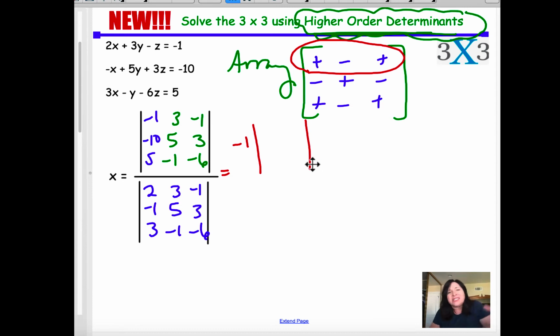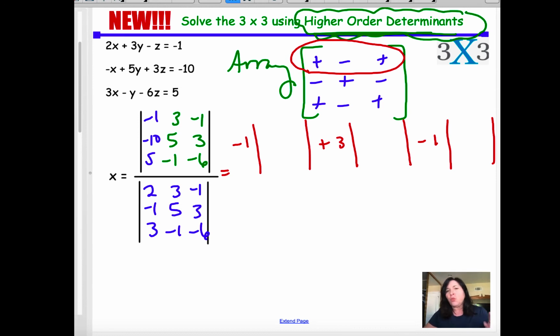times some second order determinant. And then my next value, see that's positive 3, so I'm going to go plus 3 times another second order determinant. And then my last value is negative 1. So negative 1 times another second order determinant.